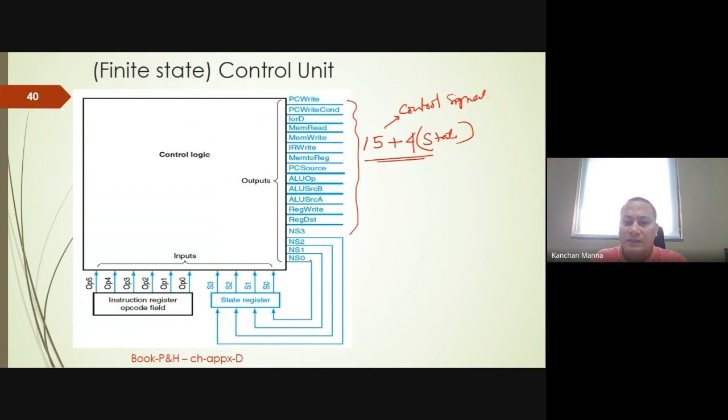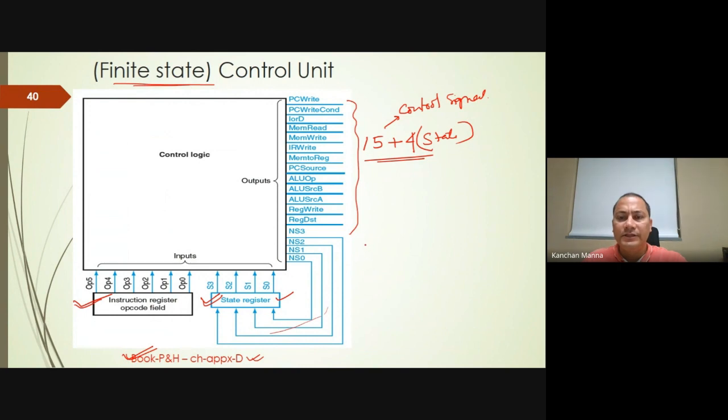Now you see here the output is coming back to the input. The inputs to the controller are the opcode and the state, which comes from the state register, and you can see the connection. So the output state is coming to the input of the controller via a register. As we have the memory component here, this is the sequential control unit, or finite state control unit. This diagram has been borrowed from the book by Patterson and Hennessy, Computer Organization and Design, Appendix T.